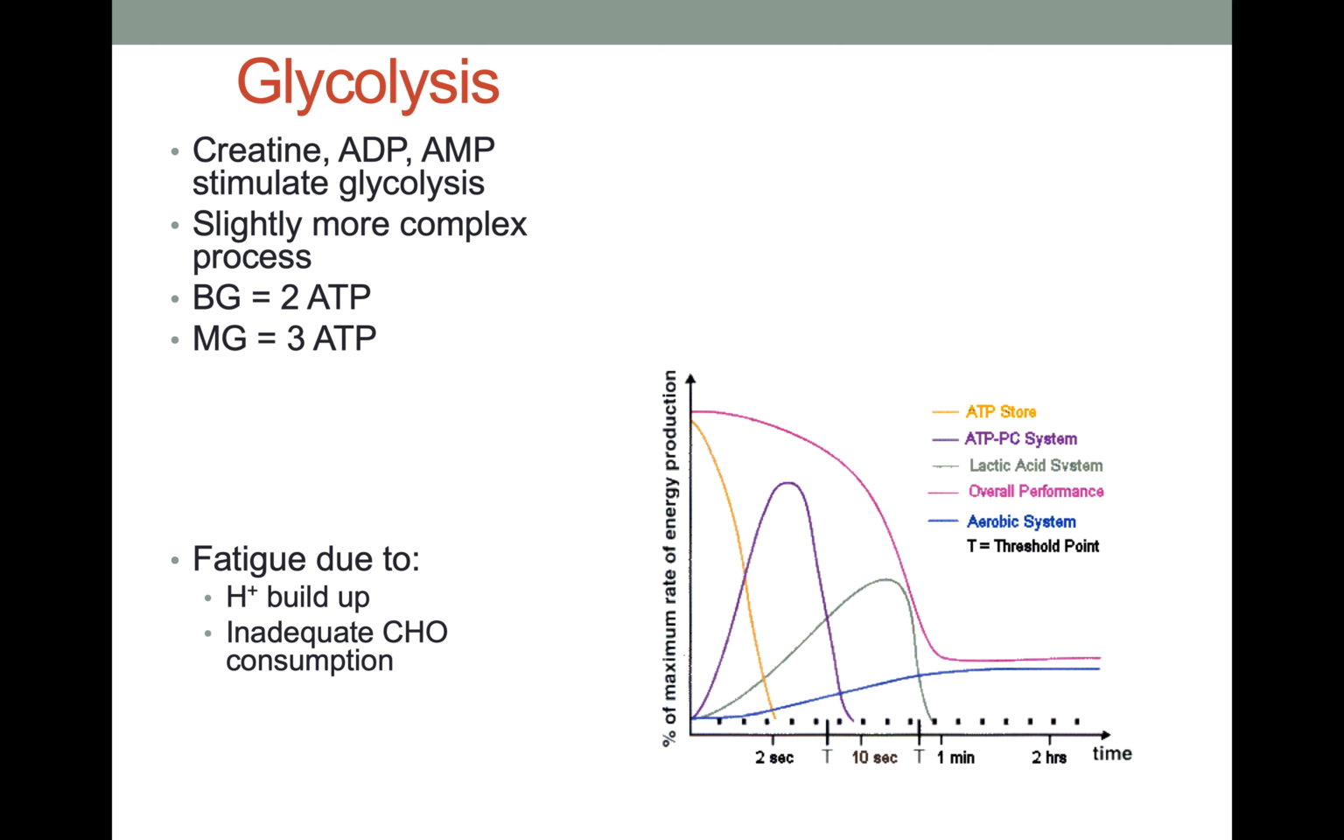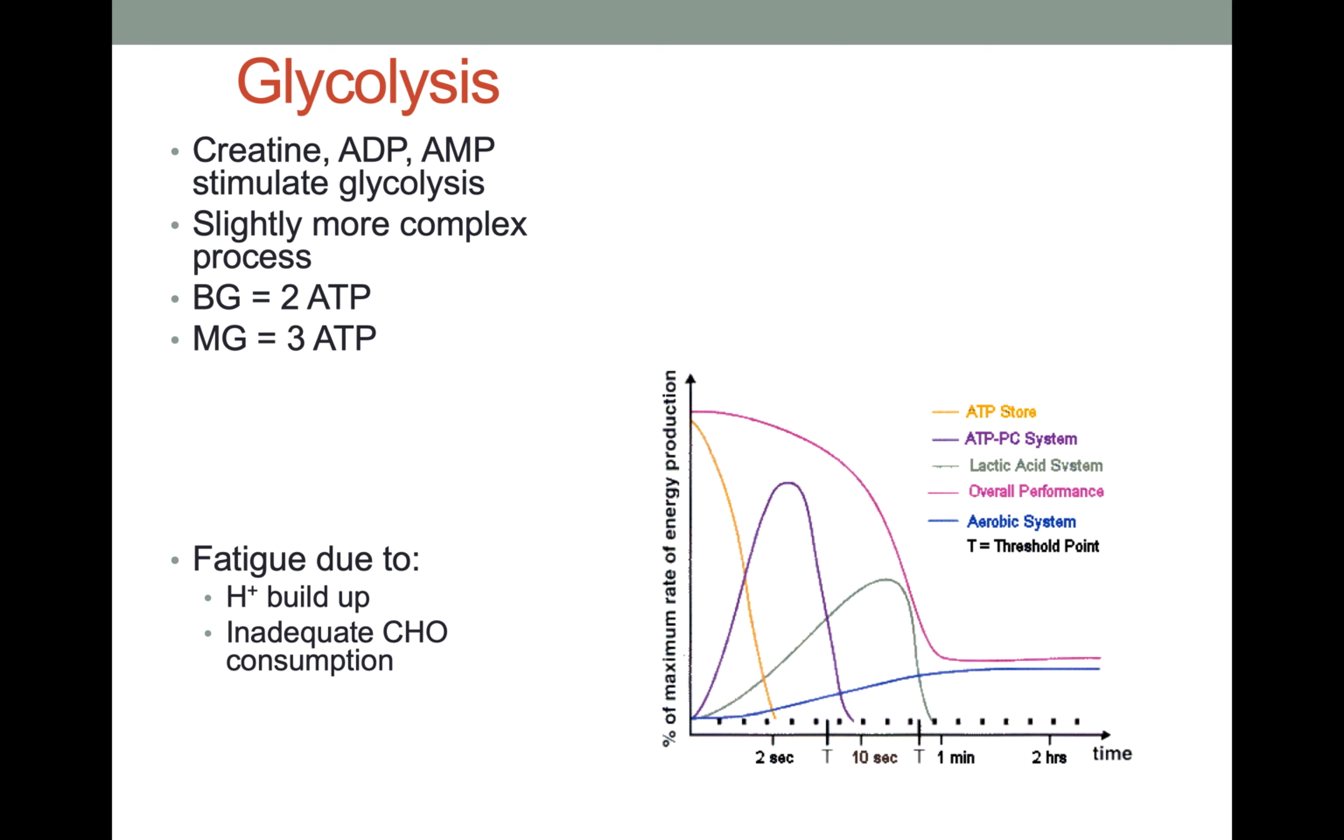To recap, glycolysis is stimulated by the byproducts of the phosphagen system, those being creatine, ADP, and adenosine monophosphate. It's a little more complex process. It requires about 12 to 13 steps before ATP is produced. If we use blood glucose, we produce 2 ATP. When we use muscle glycogen, we produce 3 ATP.